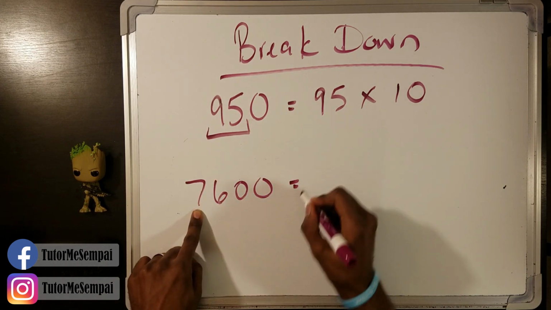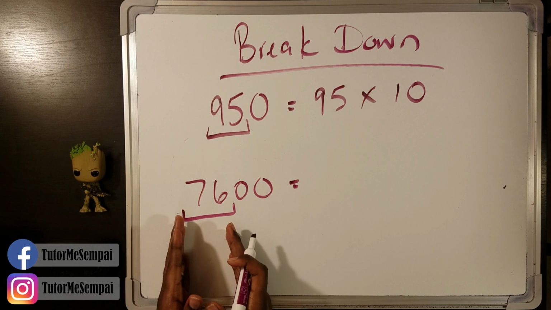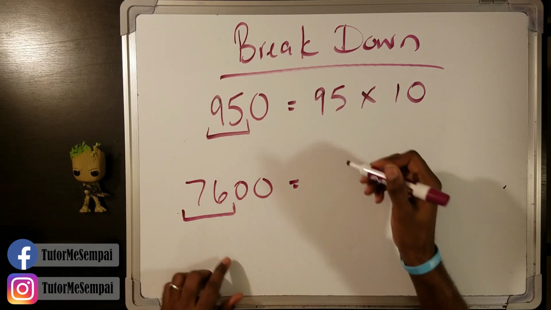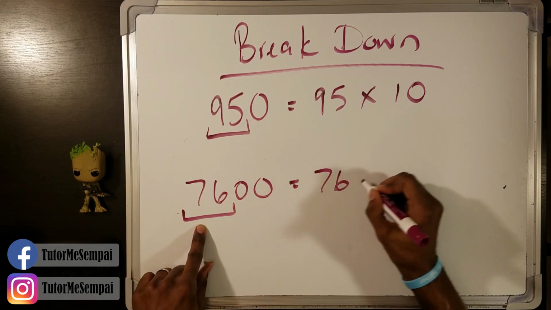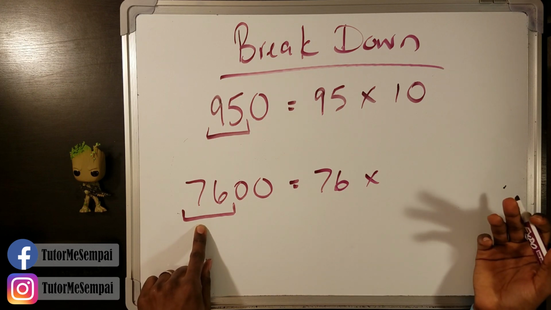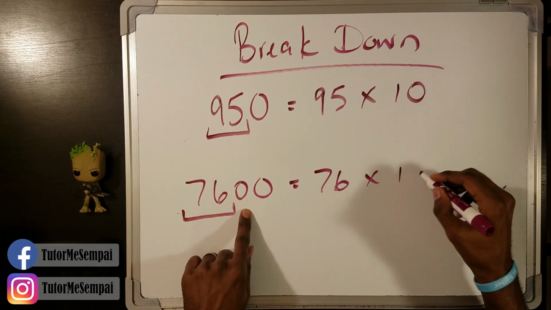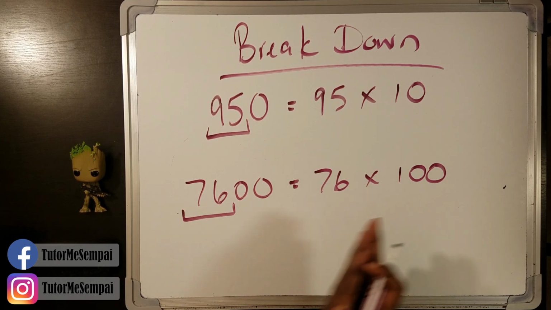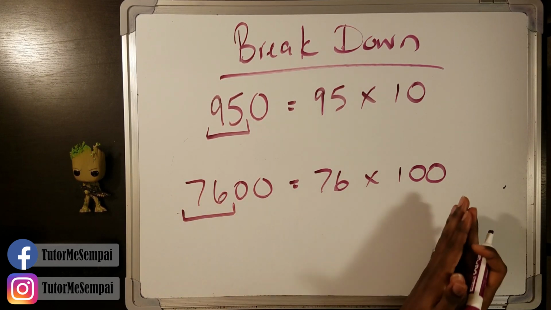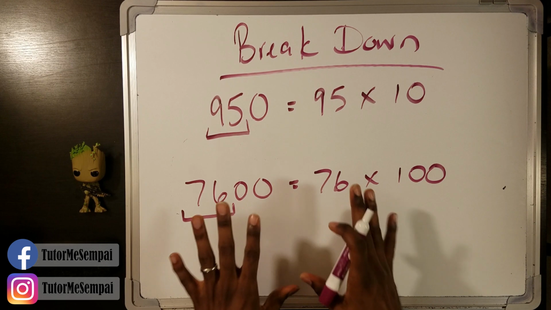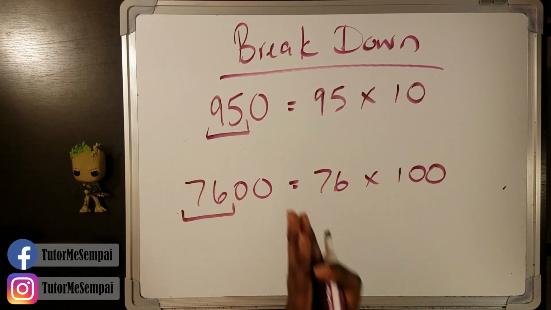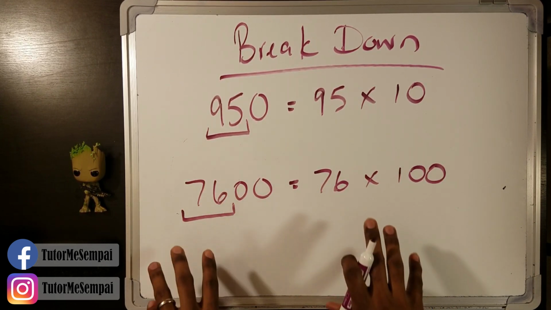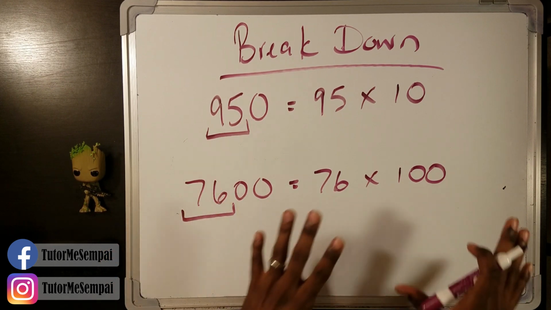7,600. So we're going to separate our non-zero part from our zero part. We're going to write the non-zero part and then multiply it by what? Well, this has 2 zeros, so we can do times 100. It's that simple. If you can go one way, you should be able to go the other way as well. But although this is simple, this is going to be the most important part because this is going to help us multiply in our next step.